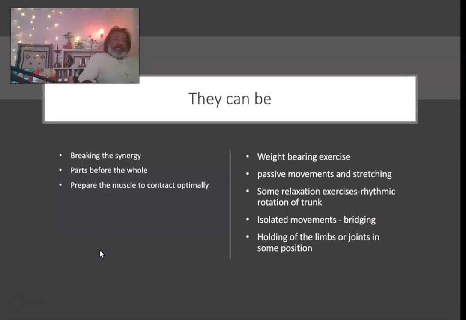Why do they do that? Traditionally it's been done to break the synergy. If you have flexor synergy, you tend to break the flexor synergy before starting your extension. You tend to do it to reduce contractures, prevent contractures from developing, that kind of thing. And also you want to do part movements before doing the whole movements.